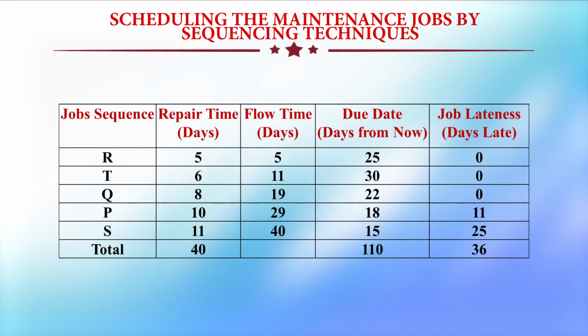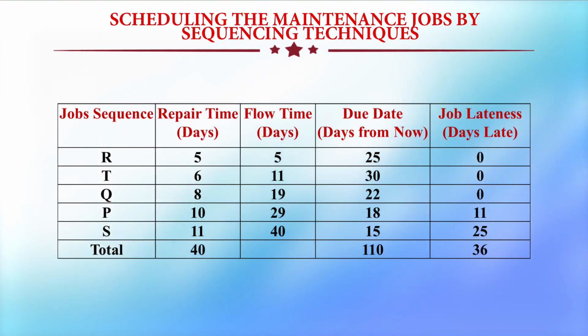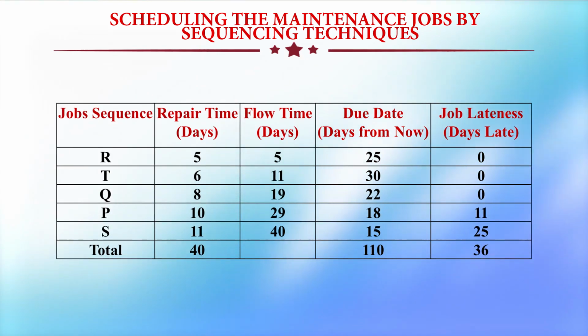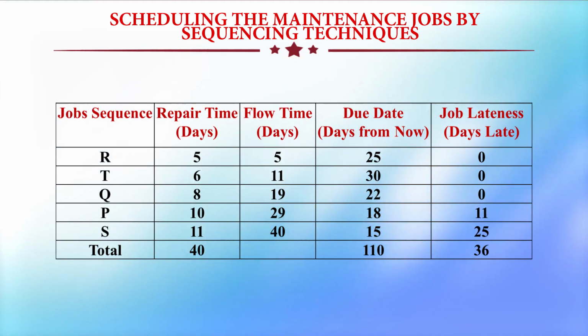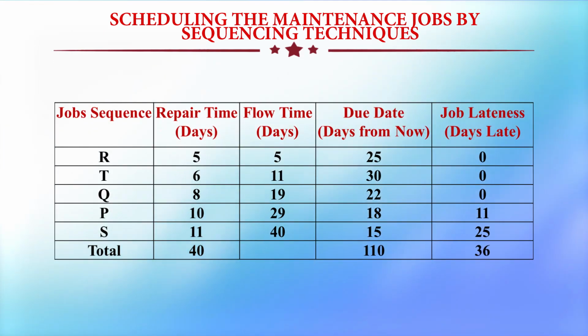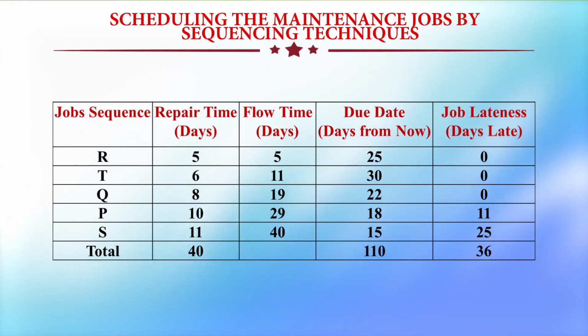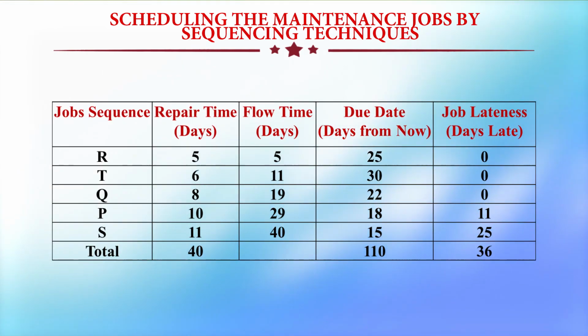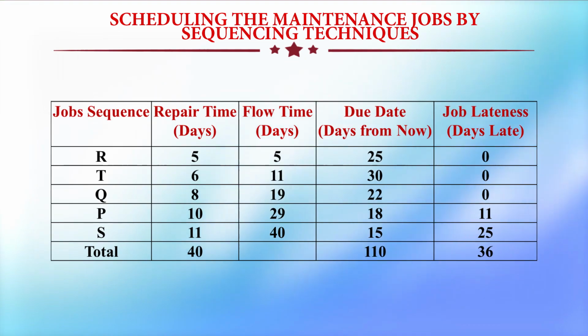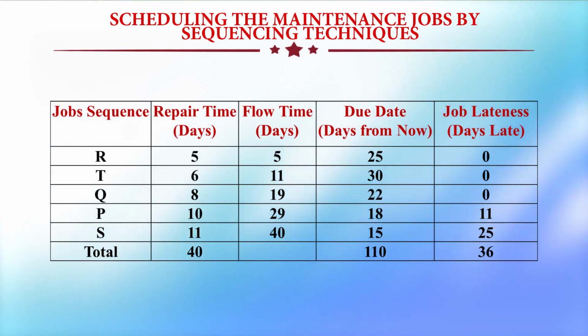Then due dates are already given. So how to find out the job lateness? Job lateness is the positive difference between flow time and due date. So if there is a negative difference, we can show it as 0. In R it takes 5 days to repair, but the due date is 35 days. So there is no problem. Within 5 days we can complete it and give the machine for production purposes. So there is no job lateness.